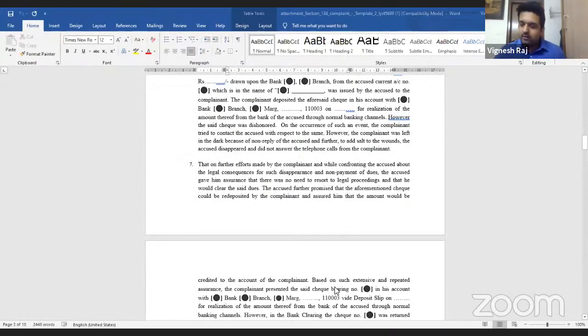Then you will have to state that you sent a legal notice. So all the aspects with respect to legal notice will come next. You will state that you've complied with the provision of section 138, that you've sent a legal notice to the accused and confronted him regarding the check having bounced and the legal consequences associated with the non-payment of dues owing to the check having bounced.